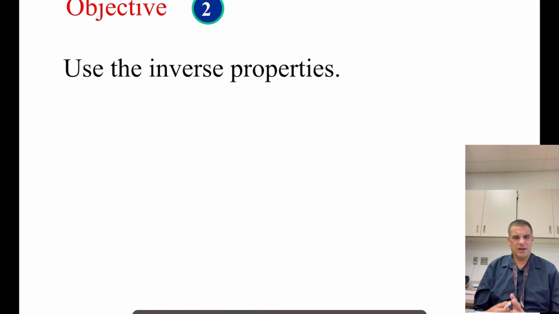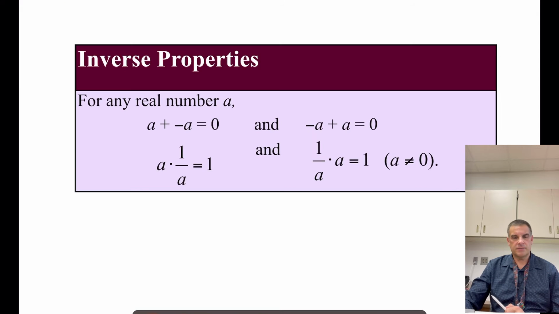You've seen the distributive property, and that is really nothing new for you. Inverse properties. The inverse properties essentially say that if you take a number plus its inverse, you're going to get 0. And if you take a number times its reciprocal, you are going to get 1.